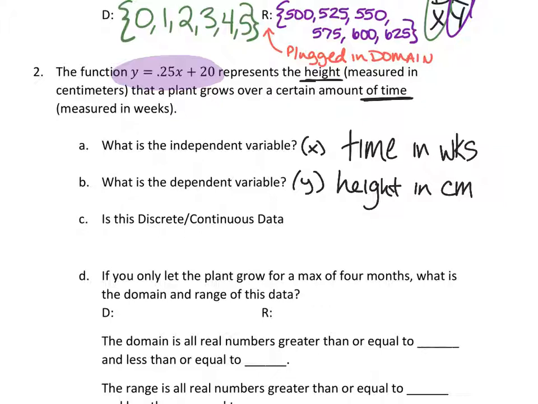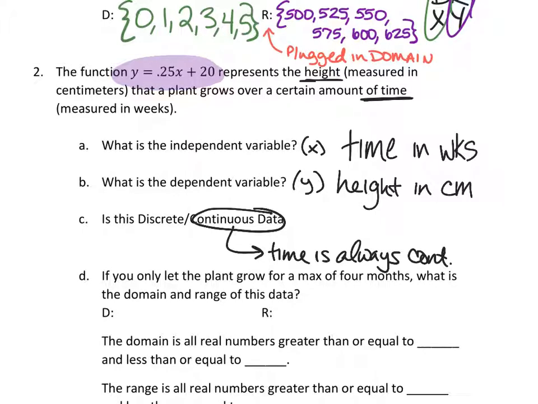Think about this situation. You just planted a plant. Can I measure its height at half a day? Yeah. Time is always continuous. So we have continuous data here, which means we are not going to use a discrete list anymore. This is a no-no. We're going to be using inequalities to talk about our domain and range. That's what happens when we have continuous data.